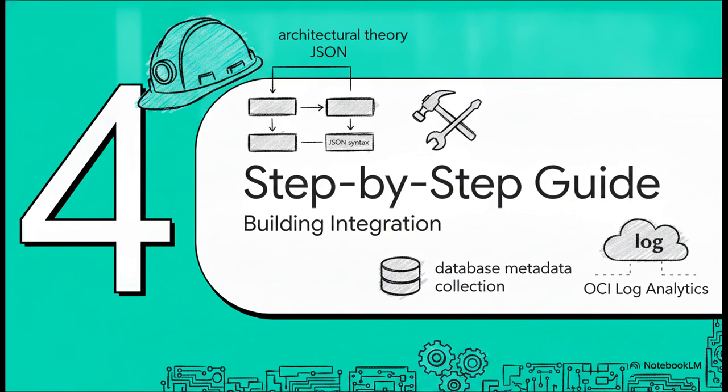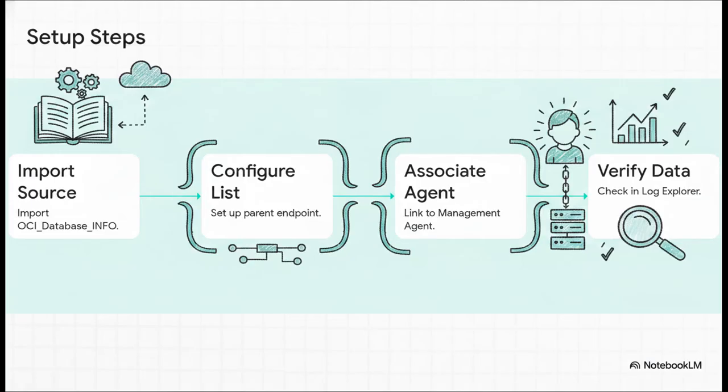Okay, Section 4, step-by-step implementation. Let's actually build this integration. This streamlined UI process makes the setup surprisingly straightforward. Step 1, you'll import the required OCI database info log source configuration directly from GitHub into Log Analytics. Next, you configure that parent list endpoint we just talked about using your JSON path variables. Then, you link it all together by adding an entity association to your management agent host. And finally, you jump into the Log Explorer, run a quick query, and verify that your data is actually flowing.